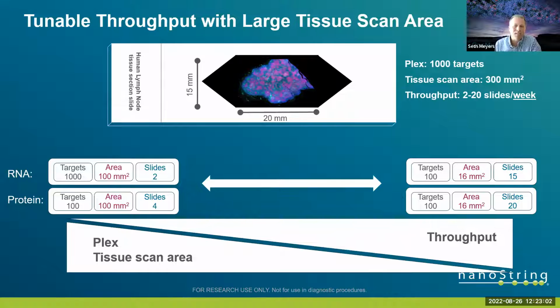So we've got the highest plex and unbiased whole slide experiments, that also supports really low plex analysis at higher throughput, and any combination in between. So there's really maximum flexibility to define your plex, your tissue and scan, and throughput based on different research requirements as well.